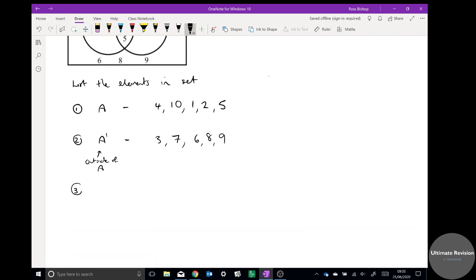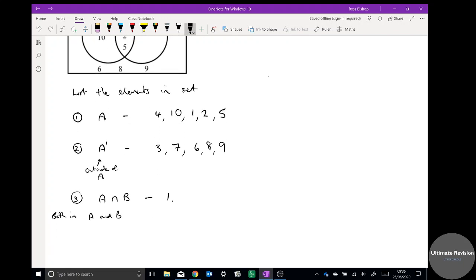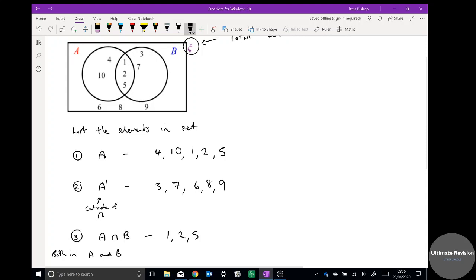You might be asked to work out the elements of A intersection B. That means A and B. It's in both A and B, both in A and B. And the only elements there are 1, 2, and 5. That's the bit in the middle there. So the elements that cross over both.